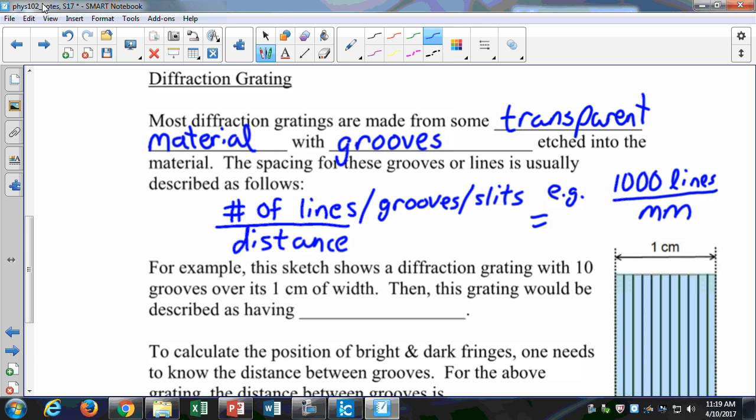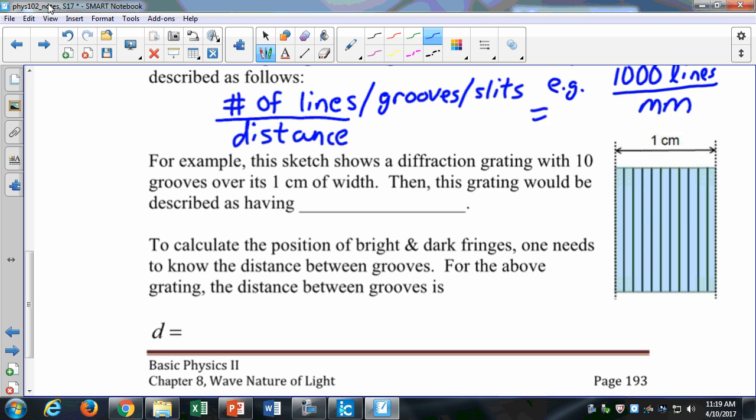So if we think about this sketch, this would show a diffraction grating where I have 10 grooves over 1 centimeter of width. So then this one would be described as having 10 lines per centimeter.